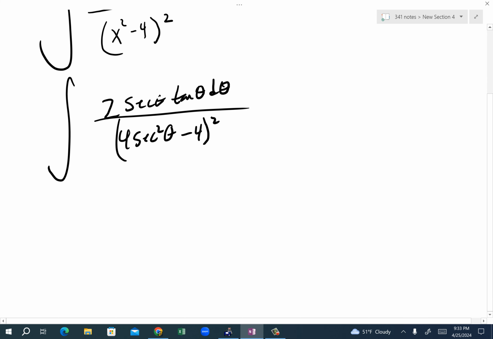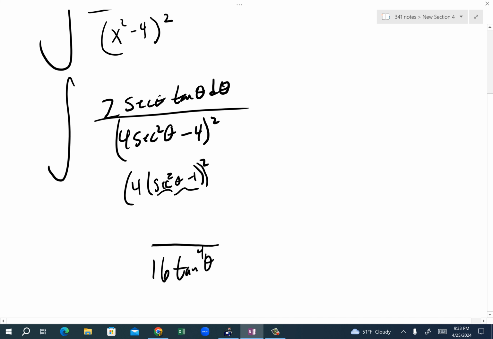Awesome sauce. Nice. And so you're like, what do I do with those 4s? Well, I factor them out, yes? So I can write this as 4 times secant squared theta minus 1, squared. And you're like, wait. So this piece right here is tangent squared. It is. So you have 4 tangent squared. So you're going to have 16 tangent to the 4th on the bottom, yes? And on the top, you're going to have 2 secant theta tan theta.